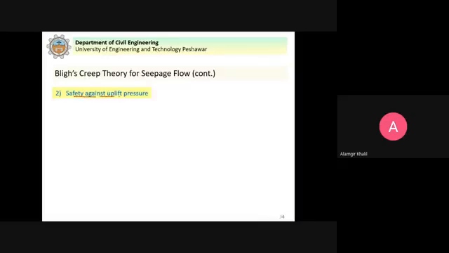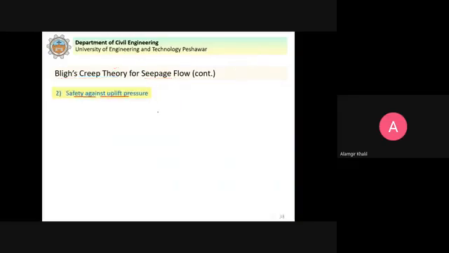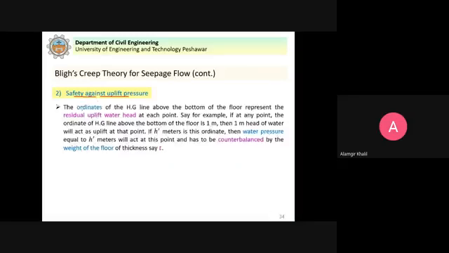The second thing, safety against the uplift pressure. You see, we have uplift pressure and we have piping. So we have to provide safety against both, seepage and subsurface flow. The ordinates of the hydraulic grade line above the bottom of the floor represent the residual uplift water head at each point. So for example, if at any point the ordinate of the hydraulic grade line above the bottom of the floor is 1 meter, then 1 meter head of water will act as uplift pressure at that point.